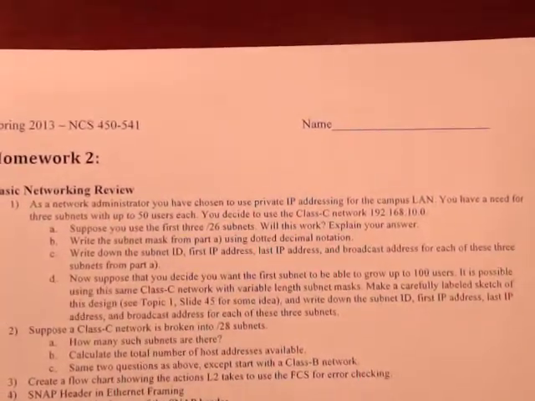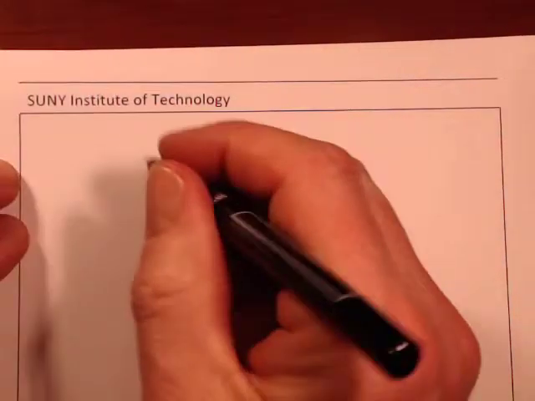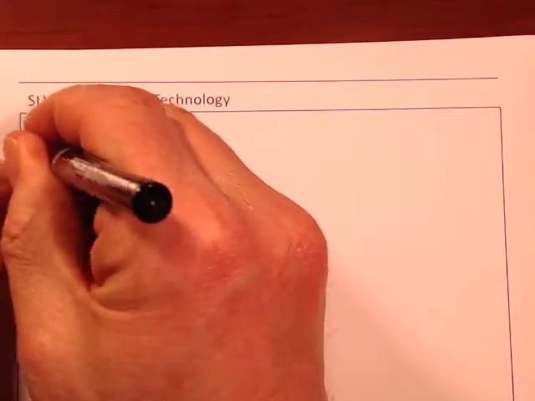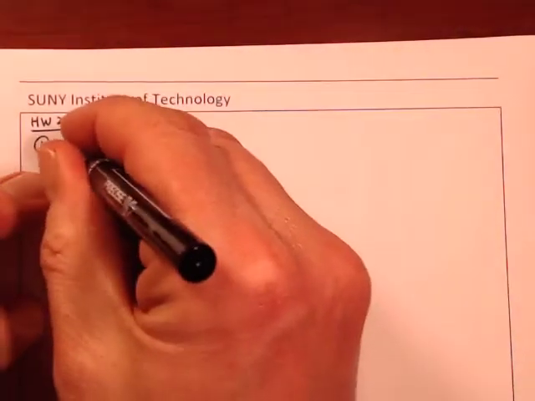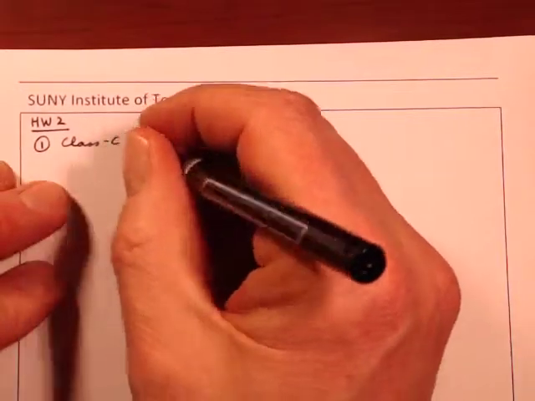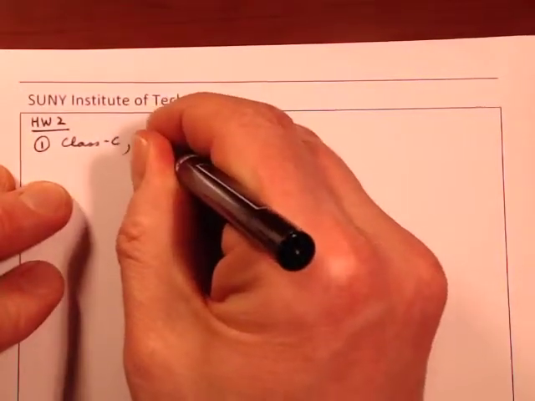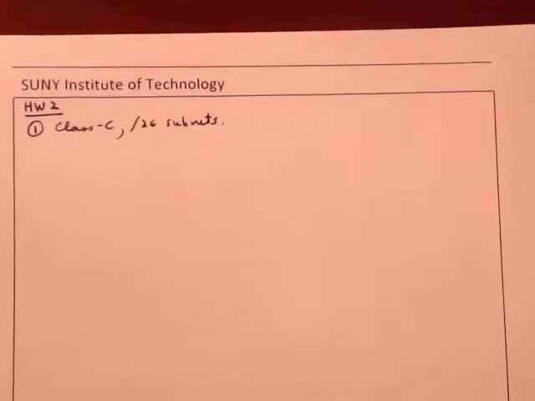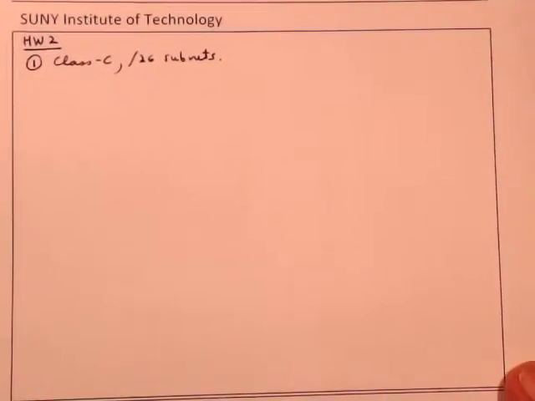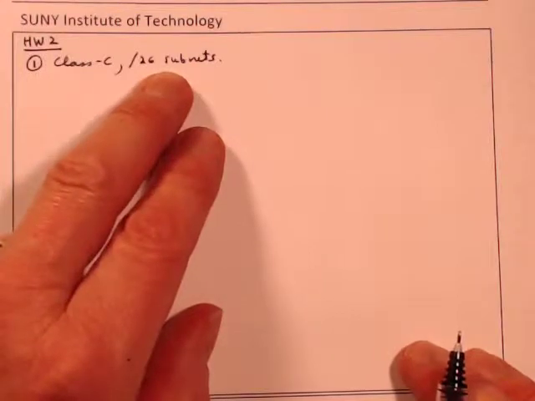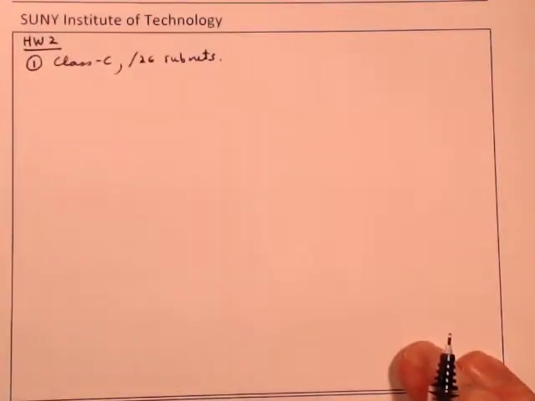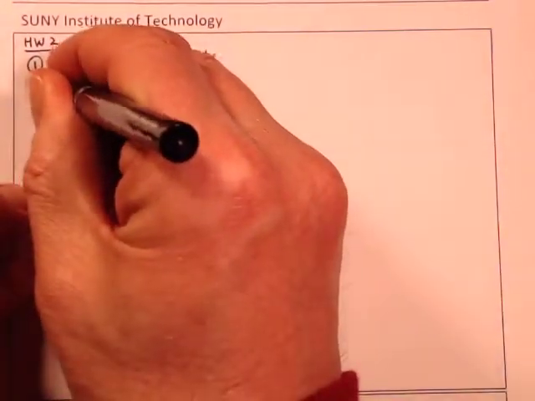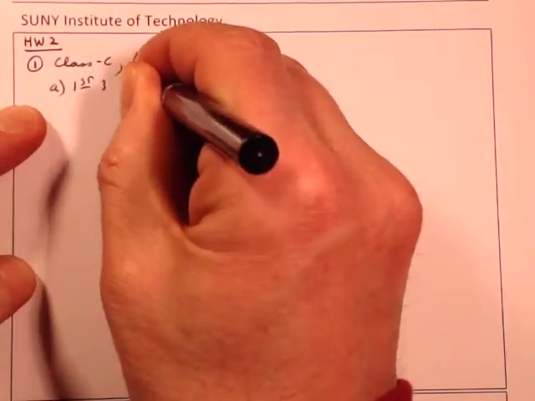So what I'll do is I'll start with the fact, so this is homework 2, problem number 1. Okay, and so we're going to take a Class C and we're going to use /26 subnets. Okay, and so the first question is, how many of these subnets are there? How many IP addresses per subnet are there? So suppose we use the first 3 /26 subnets. Will this work? So the first 3 /26 subnets.